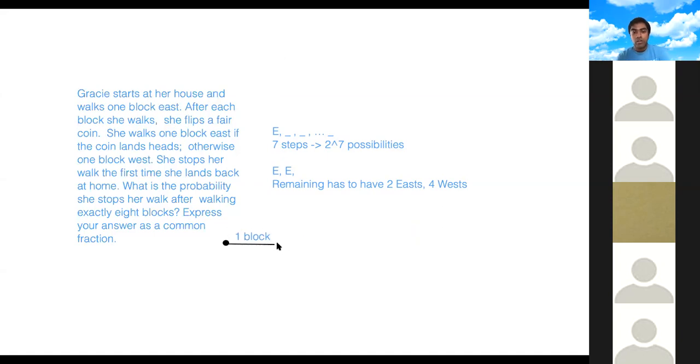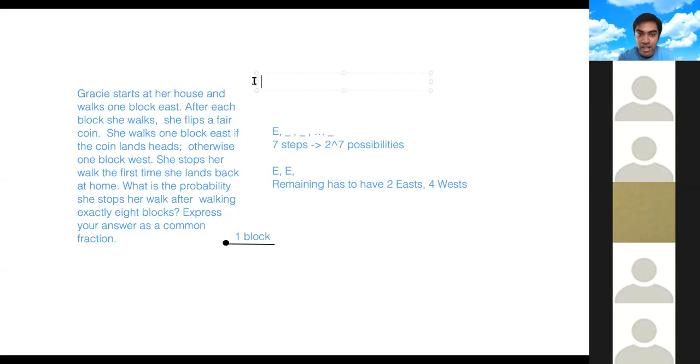Now, from here, we know that she moves some blocks east, some blocks west, and the first time we want her to land back home is after 8 blocks. So 8 blocks means she's moved 8 times and ended up back home after the 8 blocks. The first one being east, there's 7 more steps she makes.